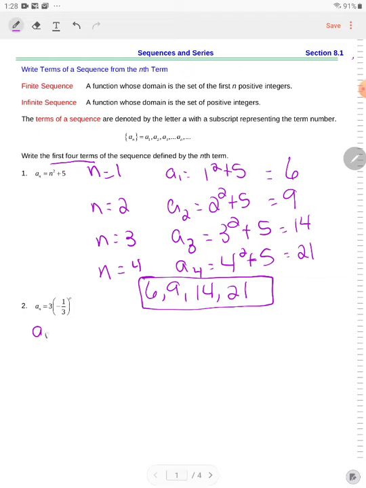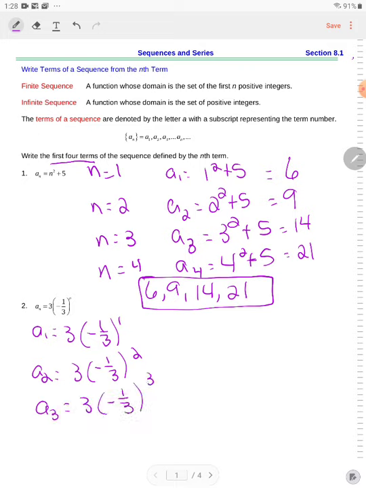So be careful. A1 is 3, parentheses, negative 1/3 to the 1 power. A2 is 3, negative 1/3 to the 2nd power. A3 is 3 times negative 1/3 to the 3rd power. A4 is 3 times negative 1/3 to the 4th power. When the negative sign is inside, and with n being a power, we're going to get what's called an alternating sequence.